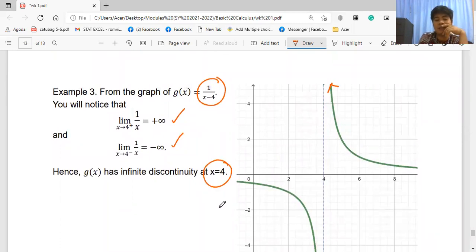At mapapansin nyo din dito, class, ng vertical asymptote, no? Magiging vertical asymptote yung line na yan, x that is equal to 4. Di ba? Kapag may asymptote, ibig sabihin may infinity. Yun yung sinabi ko sa inyo during the midterm. If there is an asymptote, there is an infinity.